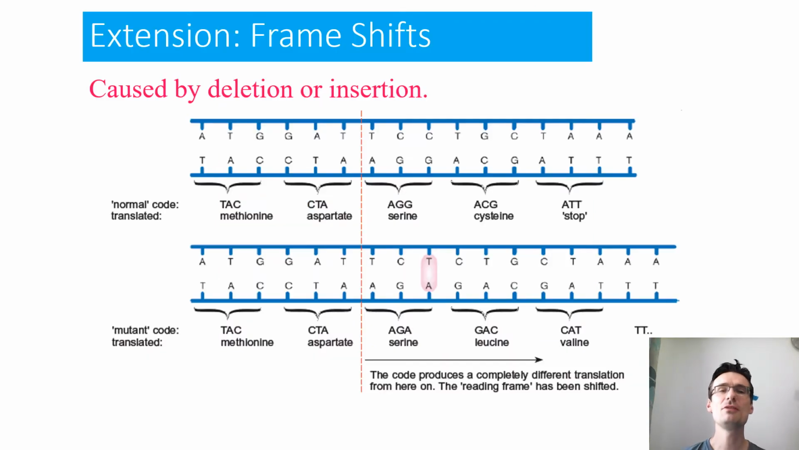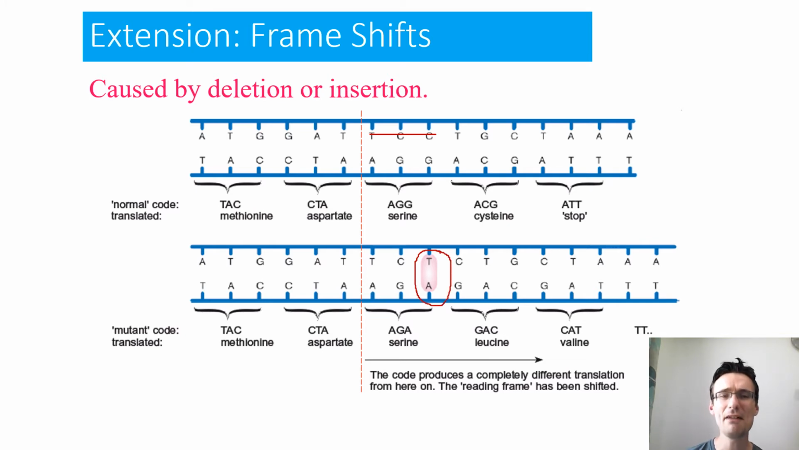So frame shift mutations then are a bit of an extension. So this is, instead of just altering one codon, you can either delete one letter or add one letter, but it doesn't just affect one codon, it affects every codon after where the DNA polymerase is at that point. So if we have a look at this one, we've got the normal code here, okay, and on the normal code you've got TCC, okay, but they've inserted here a T.